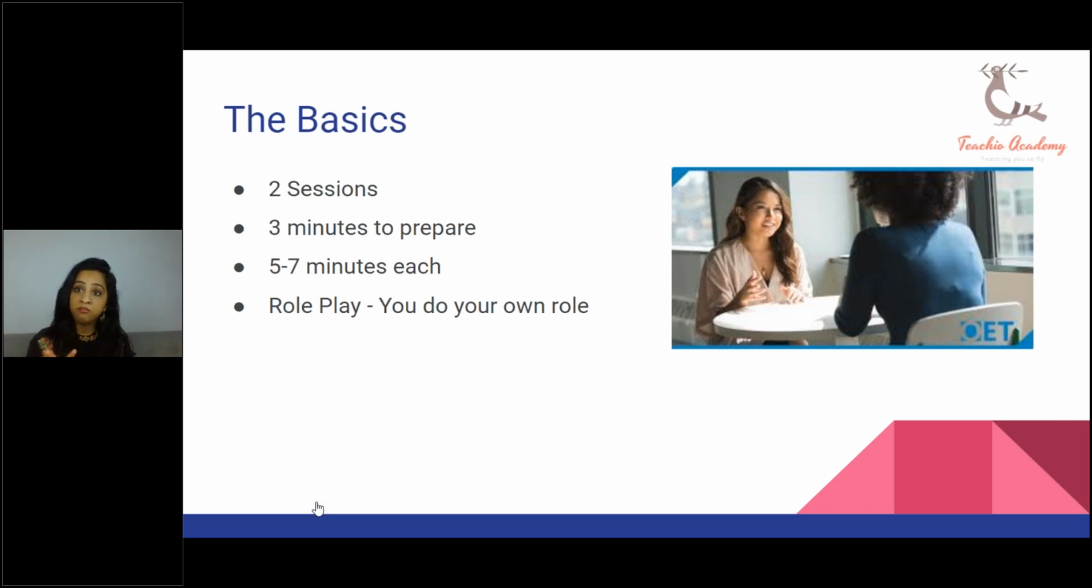So you have one person in the room you walk into, and they will be conducting the OET speaking with you. They will be simulating the role of a patient or a patient's relative. So it's very, very important that you read your task properly and understand what the role of the interlocutor, the person sitting in front of you, is.